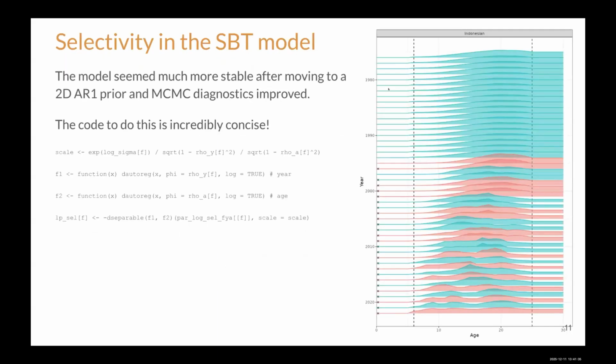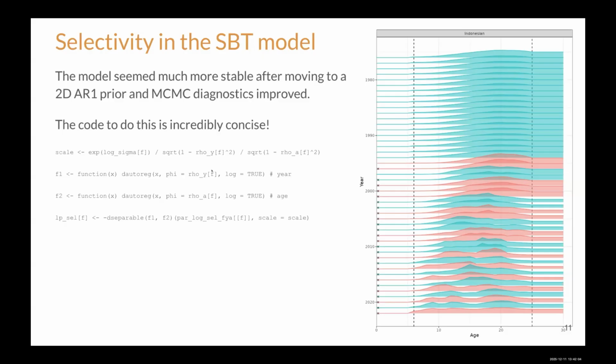However, after a while, we managed to figure out that there are other formulations that we can use, and so we moved to this 2-dimensional AR1 prior for time varying selectivity. And lo and behold, all the MCMC diagnostics improved. So this is just one example for one particular stock assessment. So I'm sure this will change on a species by species basis or whatever. But I just thought it was an interesting example to work through.